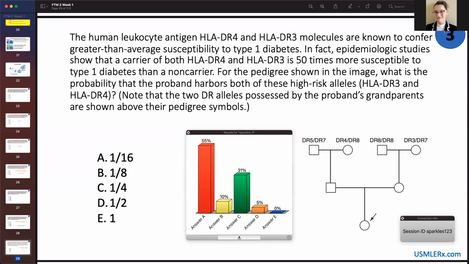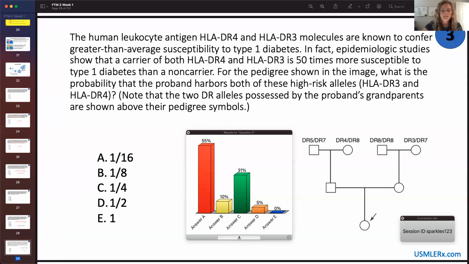Okay, so for each parent, with the dad, his mom has the mutation for the 4, and the mom, her mom has the mutation for the 3. So since only one parent is heterozygous for each mutation, each parent has a 1/2 chance of getting that allele, and then their child has a 1/4 chance since they're both heterozygous of having that. So it's a half times a fourth.